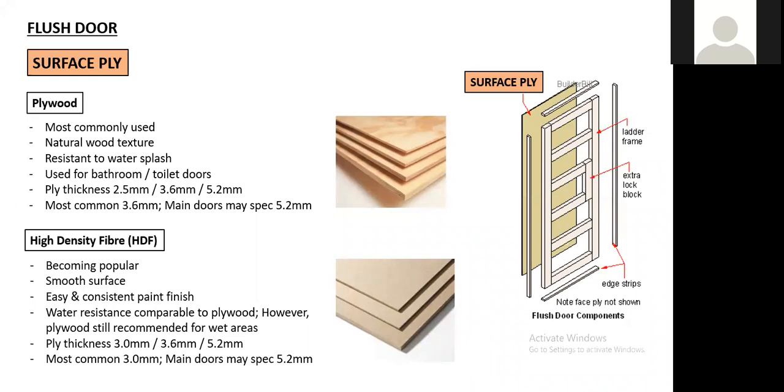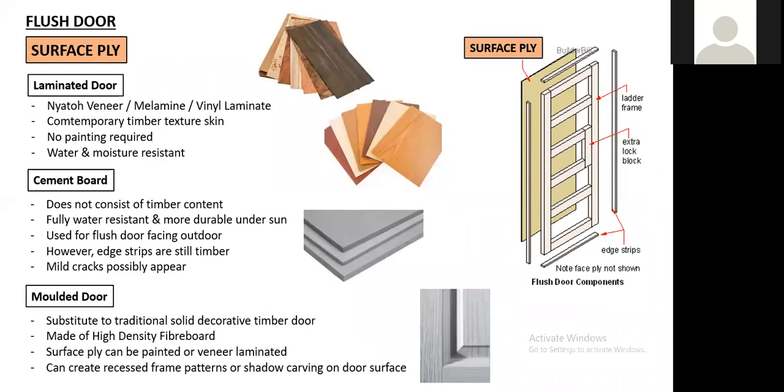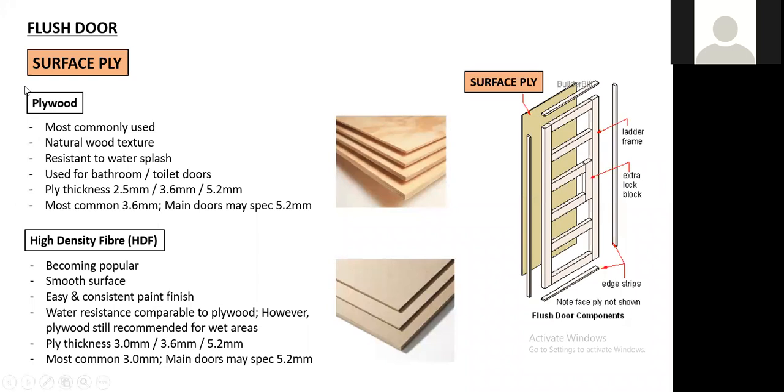Okay, for surface ply, we have a few types. We have 5 types here. So the first one is plywood. Plywood is the most common one. Okay, so you have a natural wood texture on the surface, and it is resistant to water splash, so it is used for bathroom and toilet doors. Normally plywood thickness is 2.5, 3.6, and 5.2 mm. So the most common one is 3.6 mm. Maybe for main doors you can use 5.2 mm.